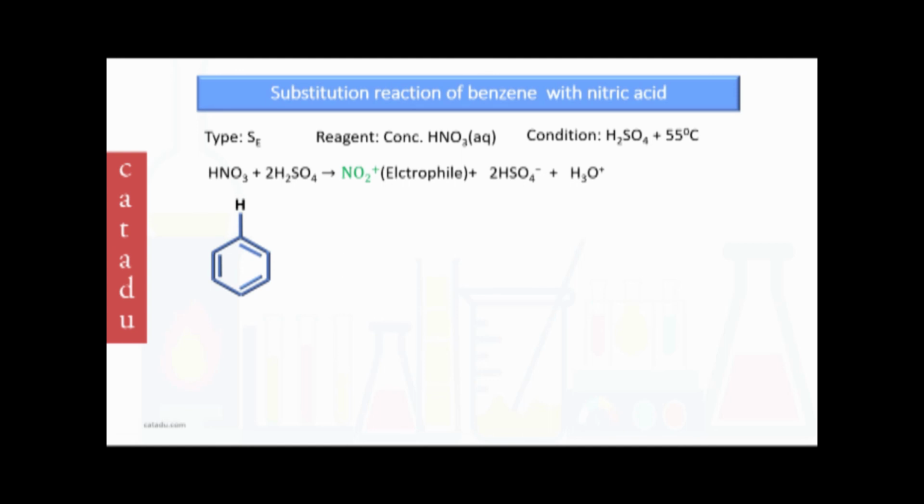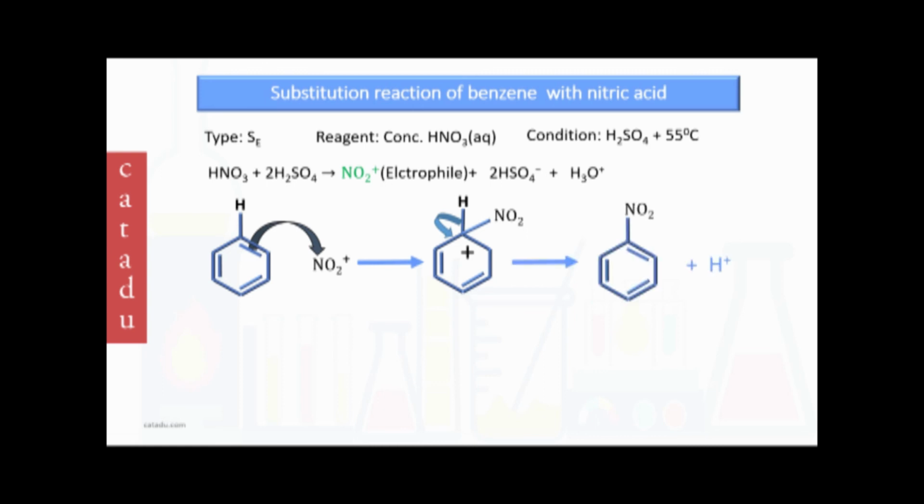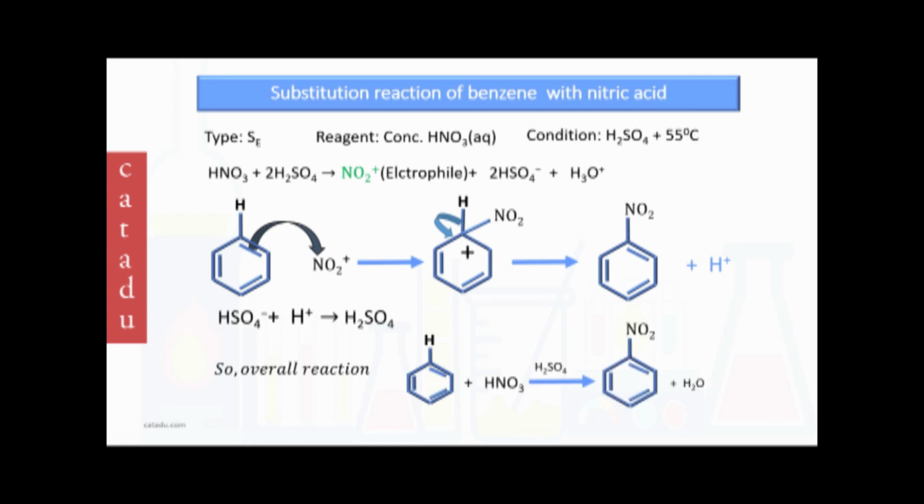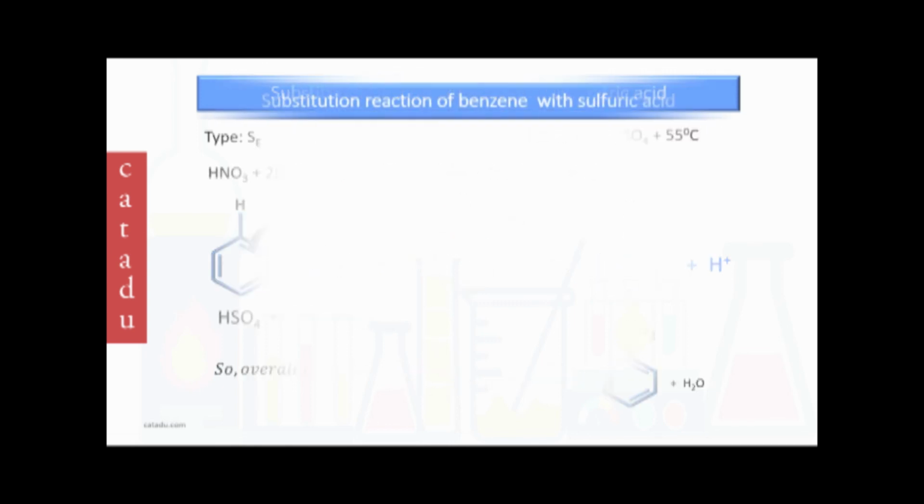This nitronium ion is the electrophile, so pi electrons are attracted towards the nitronium ion and making a complex. From this complex, hydrogen ion is lost, leaving electrons, and we are getting nitrobenzene. This is the main product, and H plus from here reacts with hydrogen sulfate and makes sulfuric acid. The overall reaction, benzene plus nitric acid, in presence of sulfuric acid, we are getting nitrobenzene plus water.